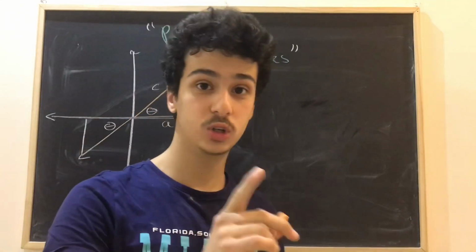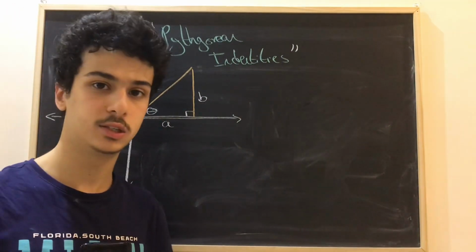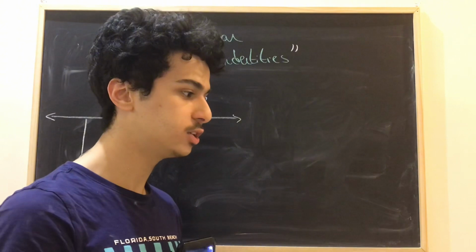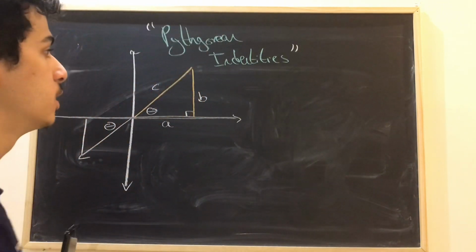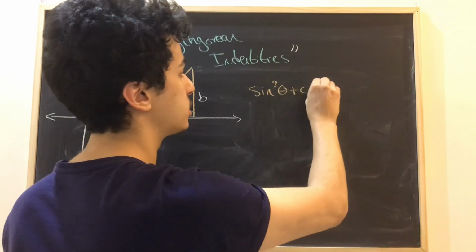But wait, we're not done. We have two more identities that come from the Pythagorean identity, and these are used in integration, or at least I've seen them being used, and they're very simple to derive. So we have the one we just derived.